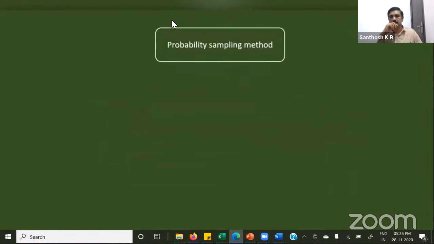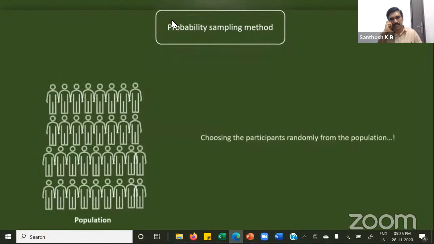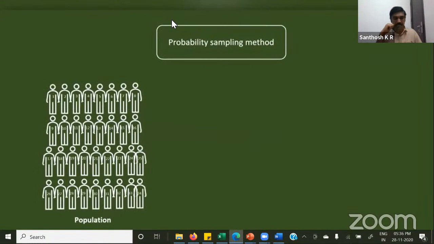In probability sampling method, we will choose the participants randomly from the population. Hence, this type of sampling method is also called random sampling method. Random selection can be easily practiced. If the population is definite, as a first step, we can make a list of the participants. Each participant can be identified with an ID.